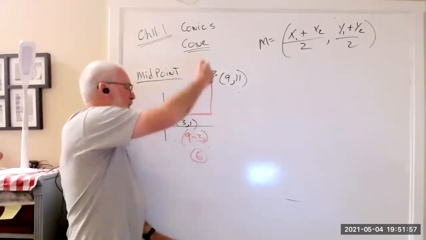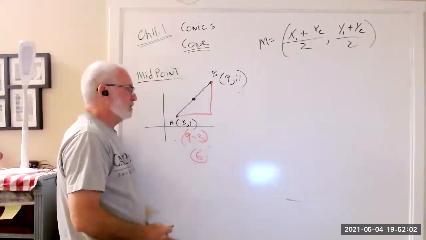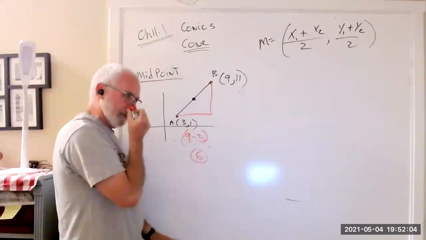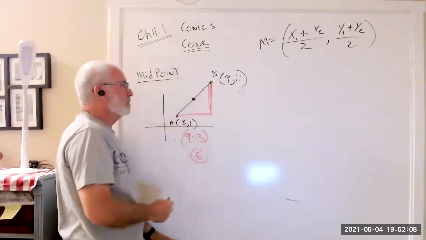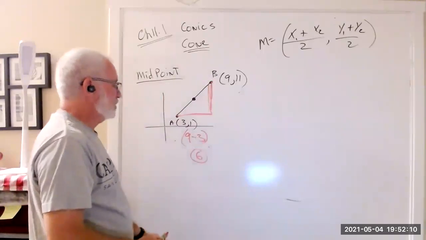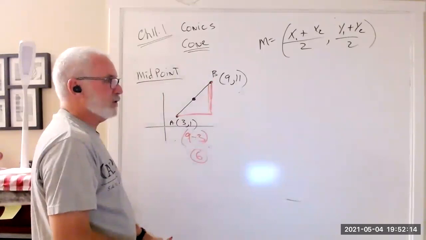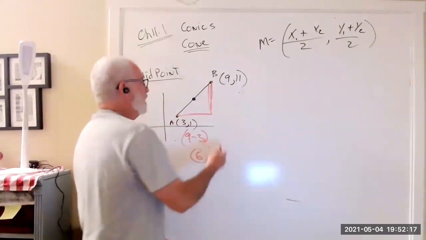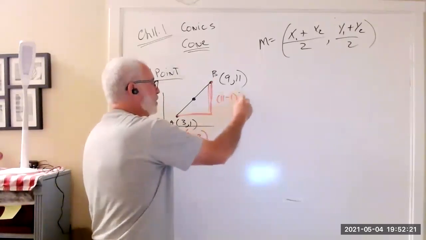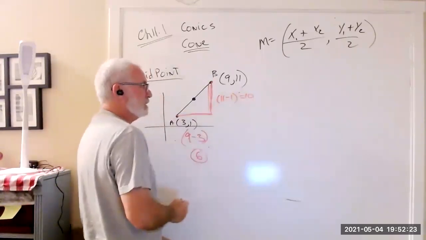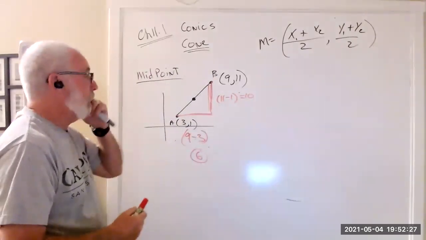What about the vertical line? How long is the vertical line? Ten? It's 10, isn't it? Somebody say 10, please. I heard somebody say 10. Okay. So how'd you get it? It was 11 take away 1 is 10, right? That's what you guys did? Yes. All right, thank you.